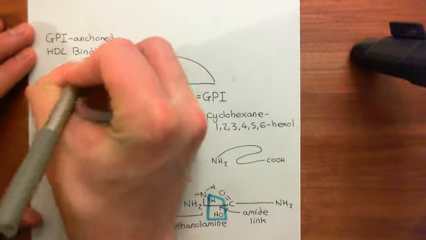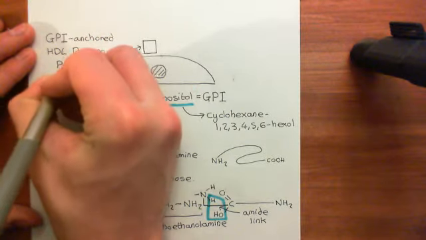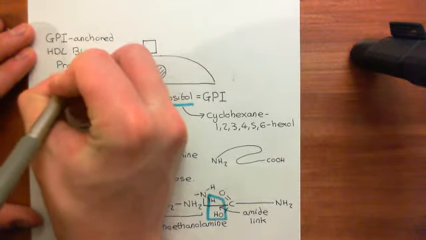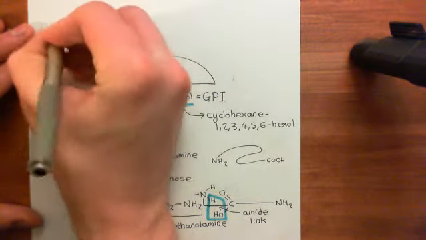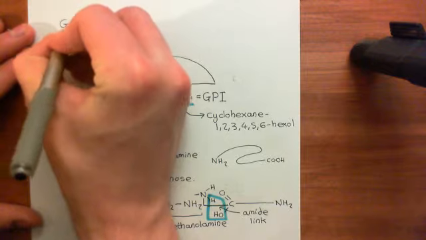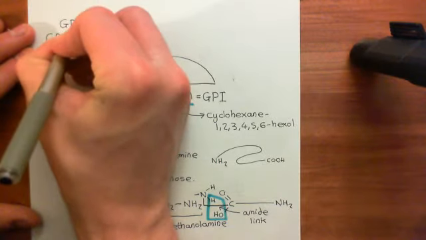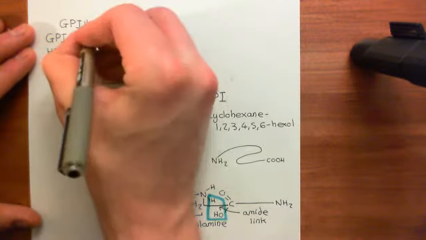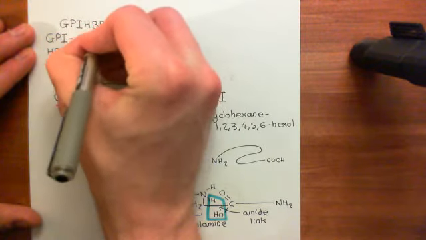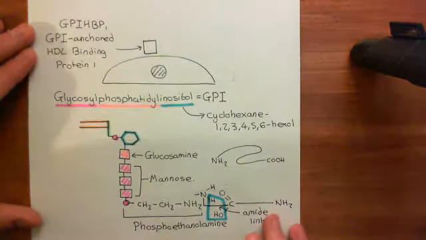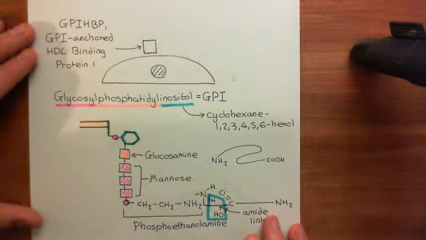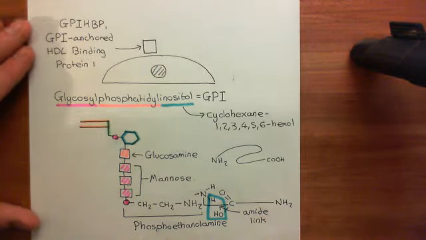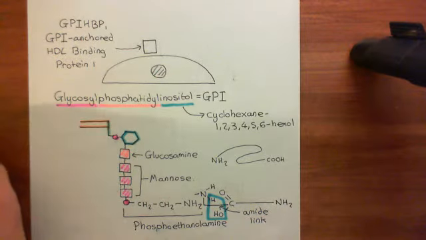Okay, and specifically it's the GPI-anchored HDL binding protein 1. For short, that is abbreviated to GPI for GPI-anchored, then H for HDL, then BP for binding protein, and then you put a little subscript for 1, so the GPIHBP1.